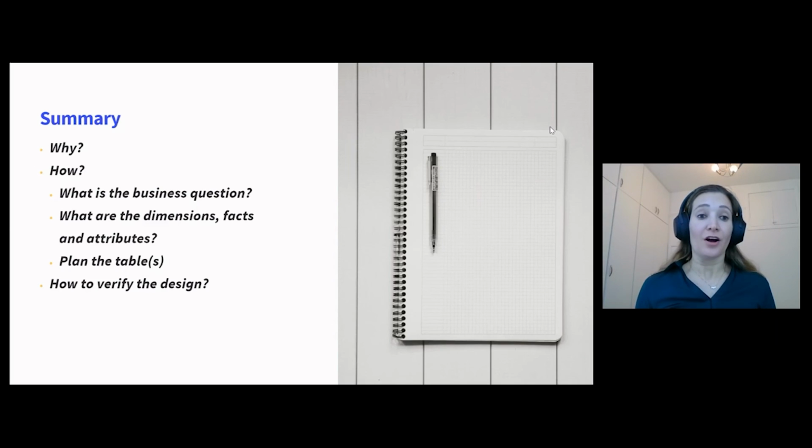So to summarize, we talked today about why we need to plan a data structure upfront. This is in order to make sure that eventually the end product answers the business question after the ETL phase and the front-end phase. How do we do that? First of all, identifying the business questions and making sure that we understand all of the definitions and everything is super clear. The second thing is identifying the dimensions, facts, and attributes. And the third thing is planning the tables by using a star schema. In the end, after we've finalized the tables and the design, we'll verify the design by querying the tables that we've created and making sure that they answer the business questions.